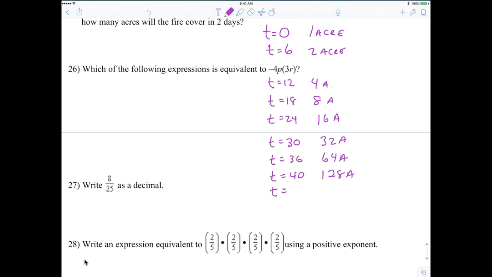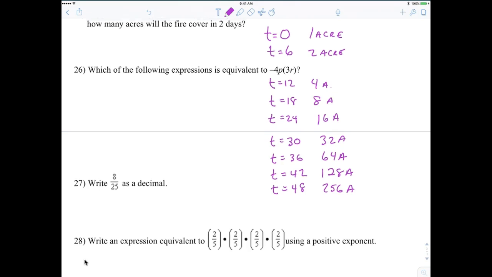And then after, wait a minute, it wouldn't be after 40. I was thinking 4 hours. It would be 42. I'm sorry, guys. It'd be every 6 hours. And then after another 6 hours, we'd be at what? 48, which then means what? Your fire would cover what? Yeah, 256 acres. We covered 256.